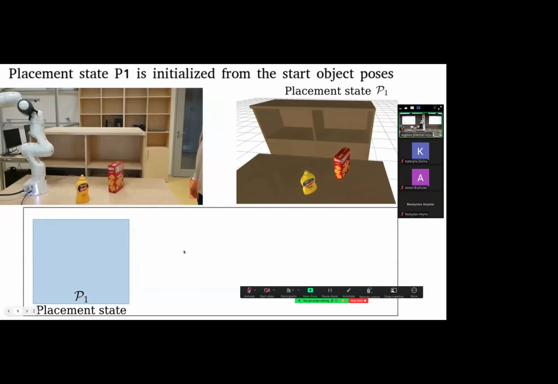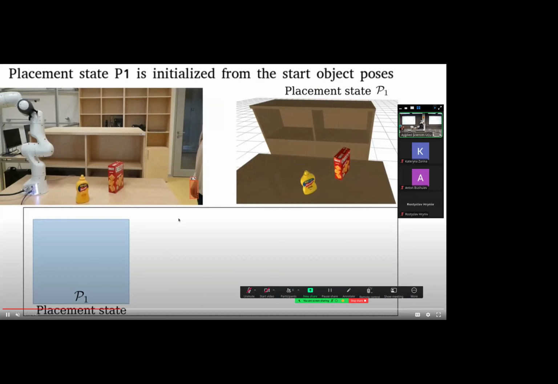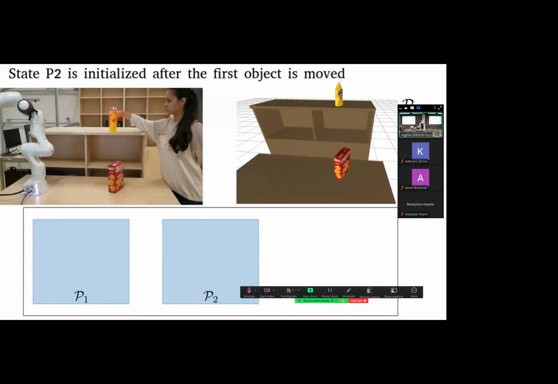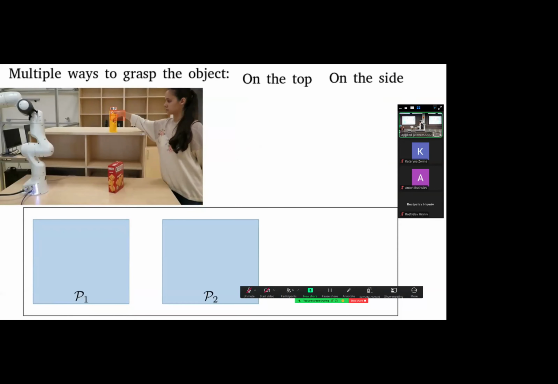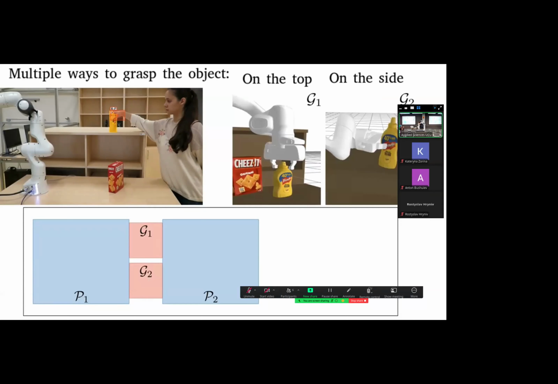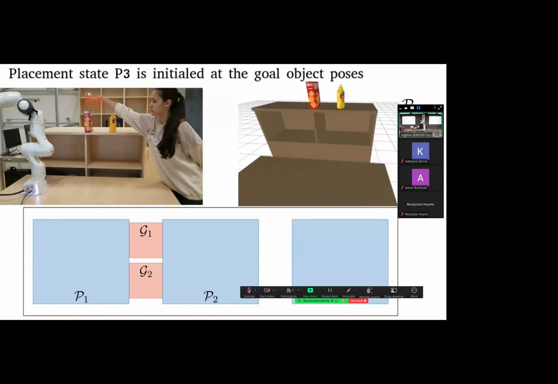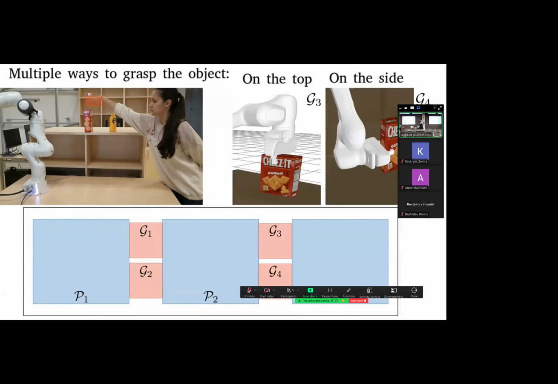Then in the video, after the first object is moved and the contact with the hand is done, we will initialize a new placement state. And to get from one placement to another, we need to go through the grasp state. Here, as an example, we show 2 grasps, on the top and on the side. But in general, you can define any number of grasps for your object. It's basically just a transformation between the robot gripper and your object. Finally, after moving the second object, we initialize the final placement state P3, and again 2 grasps.